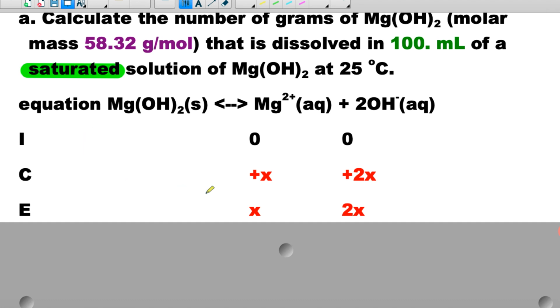The change, we know that the magnesium ion, since it started at 0, has to increase by some amount x. The reason it's 1x or just x is there's only one magnesium. Meanwhile, the hydroxide will increase by some factor 2x, because for every one magnesium that dissolves, you'll get 2 hydroxides. So that goes up by a factor of 2x. So at equilibrium, we just combine these two. You started out with 0 plus x equals x. We start out with 0 with the hydroxide plus 2x is 2x.